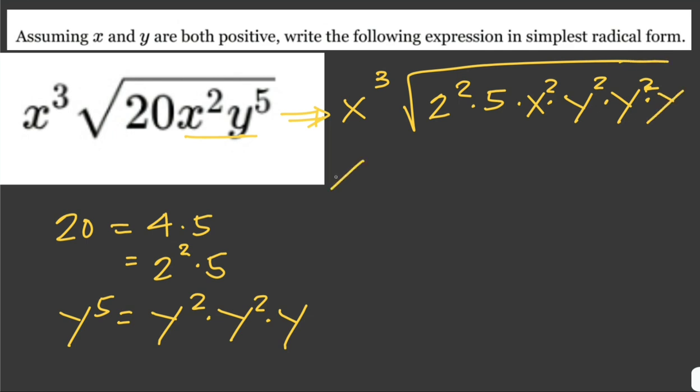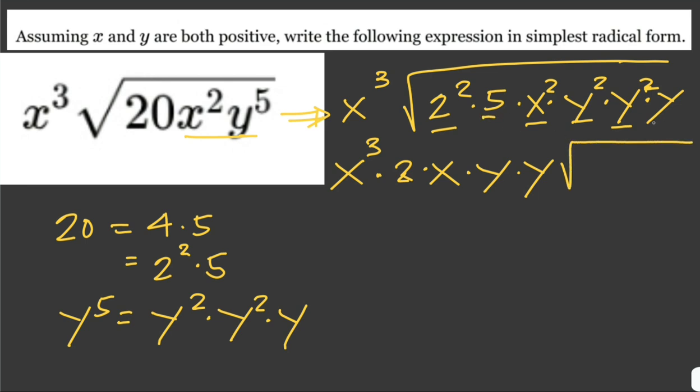And now we can take the square root of each of the numbers and variables inside the radical. The square root of 2 squared is just 2, so we put 2 outside. The square root of x squared is x. The square root of y squared is y. Then the square root of y squared is y. Then we're left with 5y inside the radical.